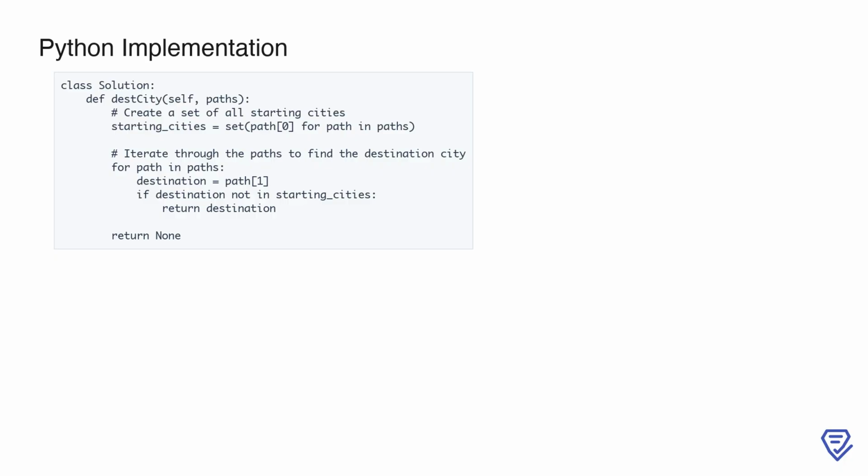If the input is empty, no paths, the function will return none, which is an appropriate behavior for invalid input. The assumption is that there is always exactly one valid destination city as per the problem constraints, so further validation is unnecessary. This approach is efficient as it processes the input in two passes, one to construct the set and another to find the destination, resulting in O(n) time complexity, where n is the number of paths. The space complexity is also O(n), due to the storage of starting cities in a set.